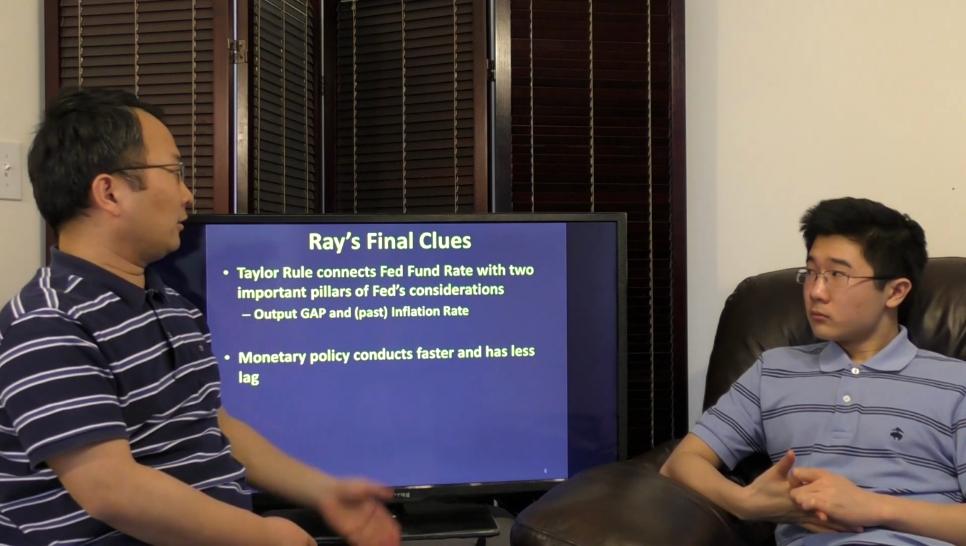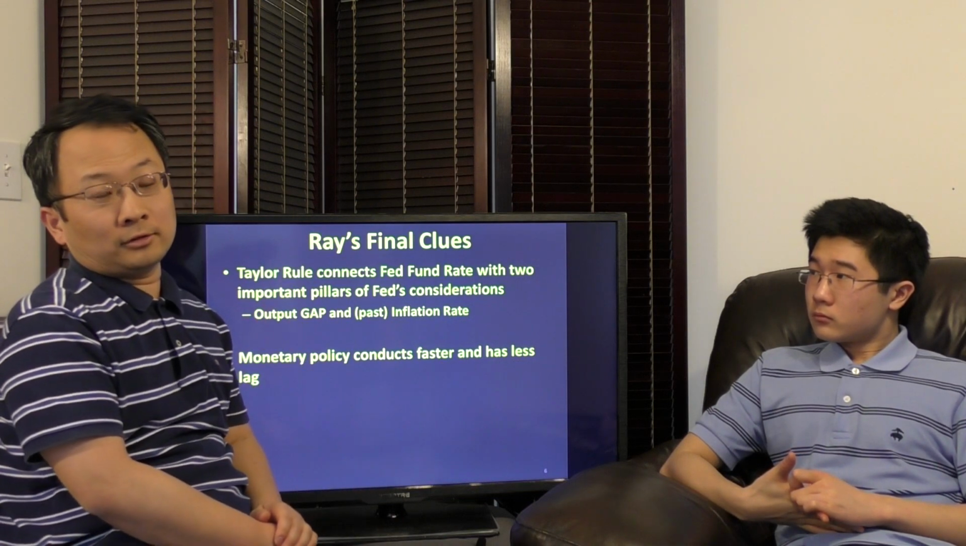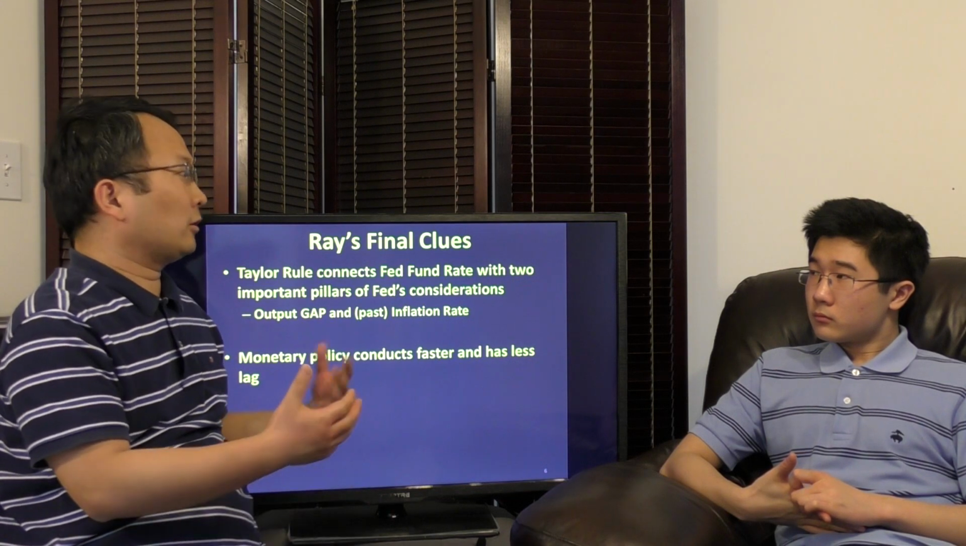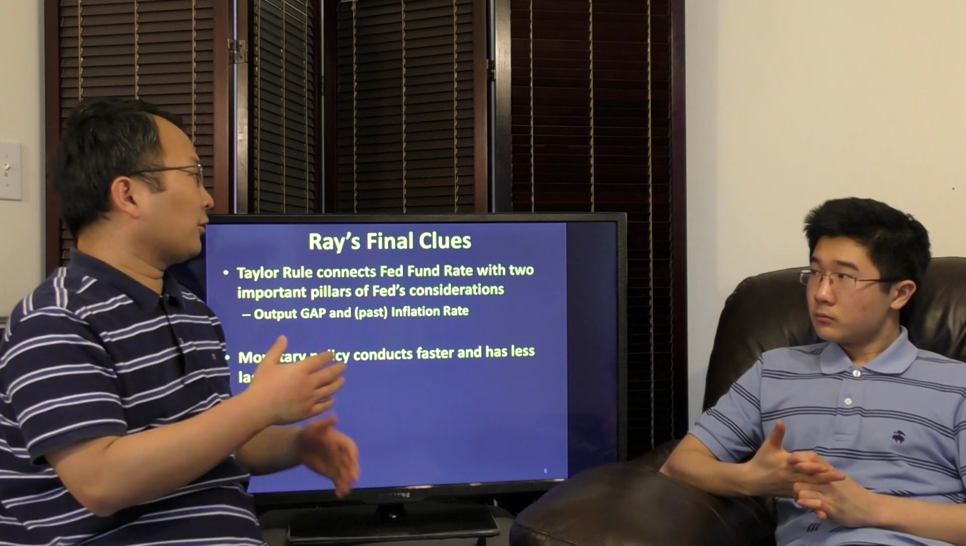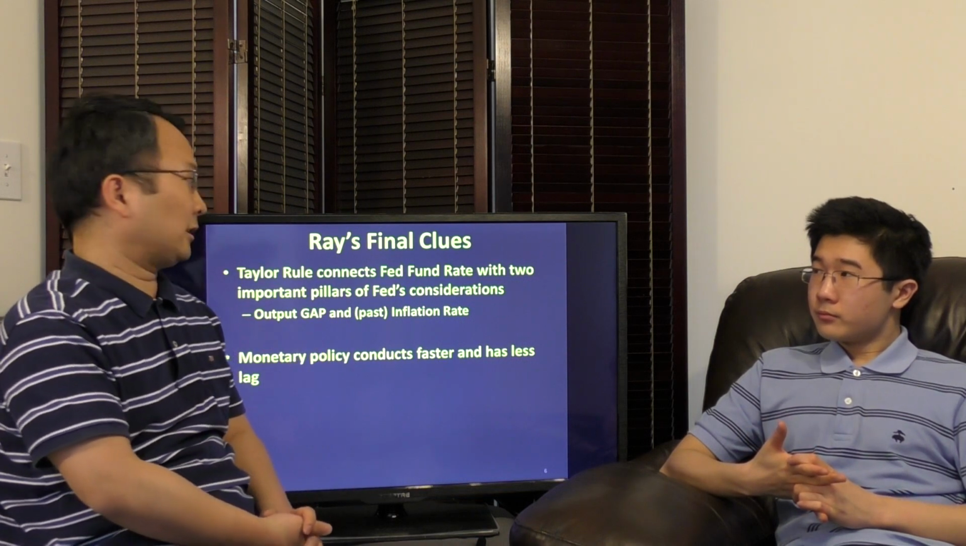So today we discussed all those elements of the beautiful John Taylor rule, basically one equation trying to connect all those important elements together, so that we can better understand how they interact with each other from the theoretical formula.